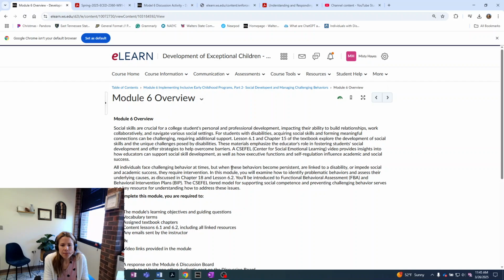Now, when we look at the second lesson, we're going to go a little bit deeper, and this is heavier material. So we're talking about behaviors specifically. And when a behavior becomes persistent, it's something that's either caused by their disability, so it's linked to it, or there's some kind of reason there that requires intervention. And you're going to examine in 6.2 how to identify problem behaviors, right, and assess them to really get down to what is going on. So in chapter 18, this is really going to focus on that behavior and trying to identify problem behaviors.